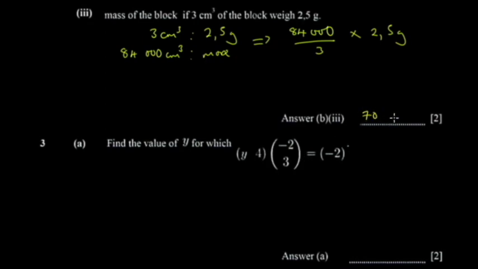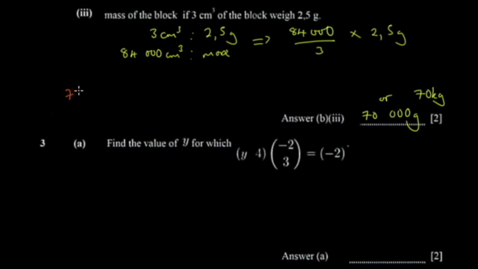So 70,000 grams. If you want, you can say 70 kgs. Okay, then that's it. So here, don't reset your calculator whenever you've done a working. Here I actually had 84,000 in my calculator, and all I had to do was to say divided by 3 and then multiply by 2.5. Then I got 70,000. Okay, then 70,000 grams.